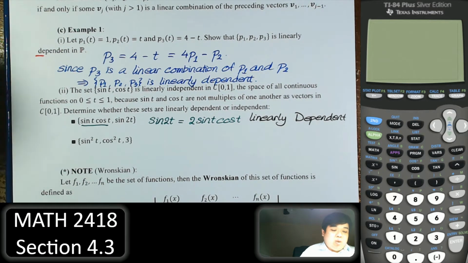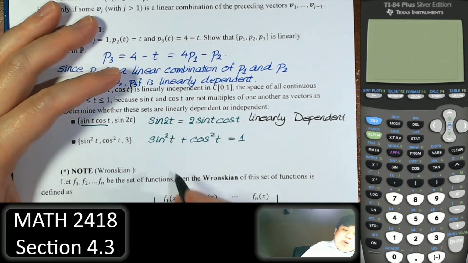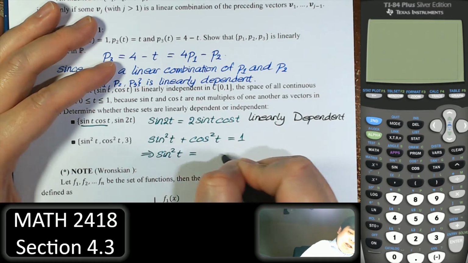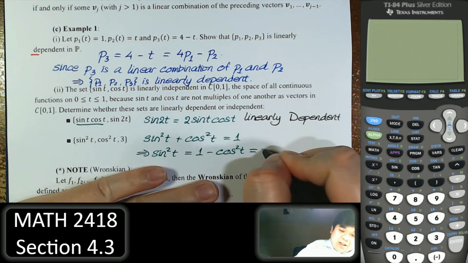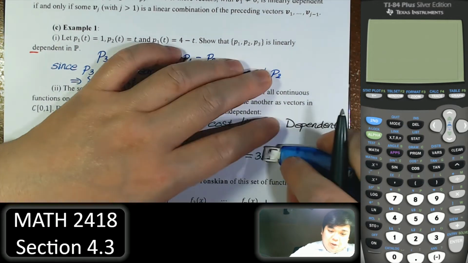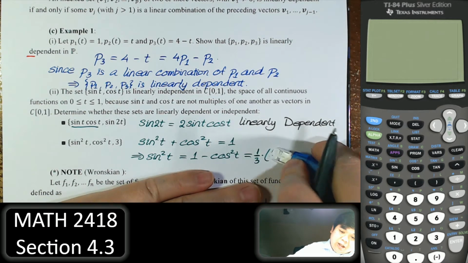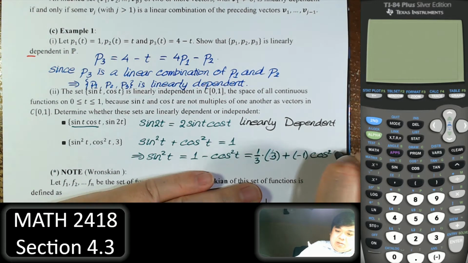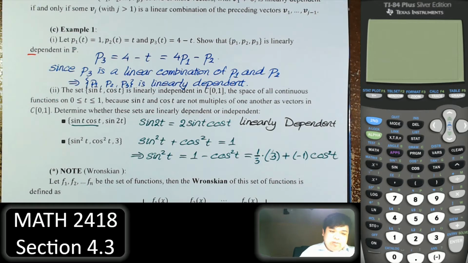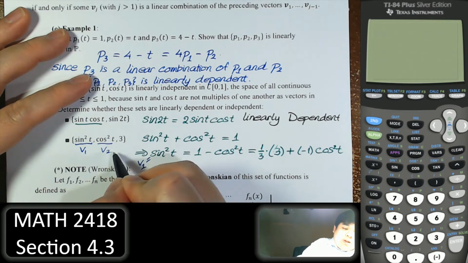Next, sine squared and cosine squared, we have the Pythagorean identity: sine squared plus cosine squared equals 1. So if we want to solve for sine squared t, sine squared is equal to 1 minus cosine squared t. And I can write it as one third times 3, plus negative 1 times cosine squared of t. Why do we write it that way? Well, let's say this is v1, this will be v2, and this will be v3.